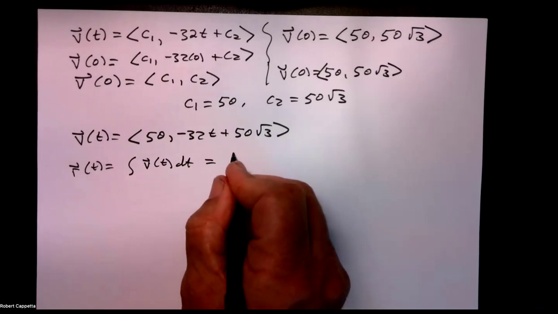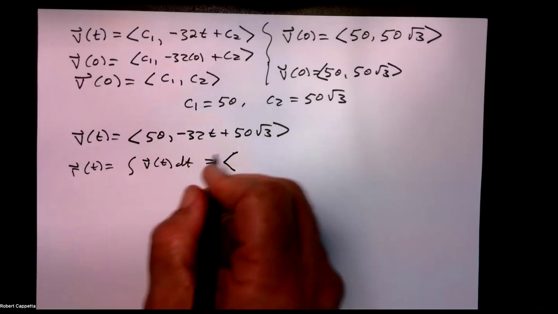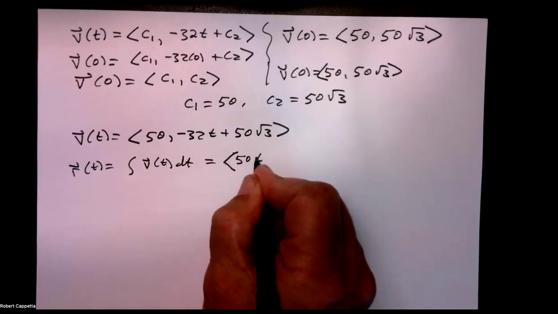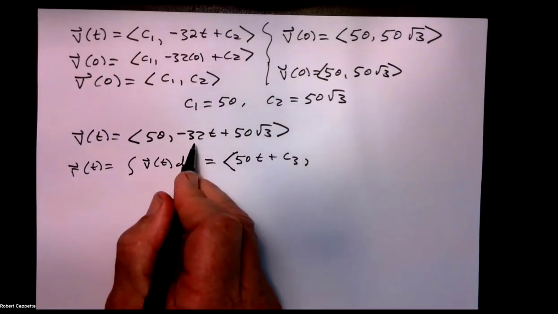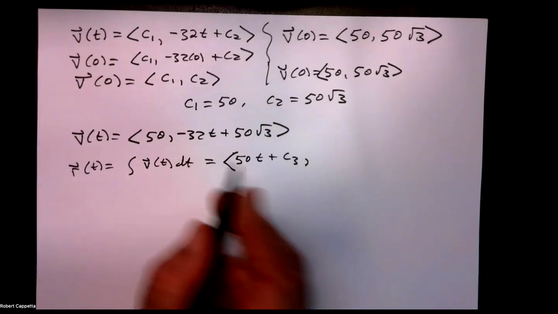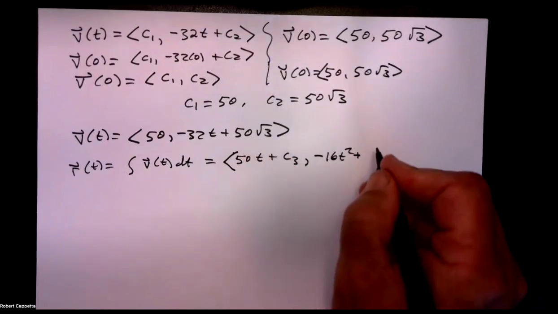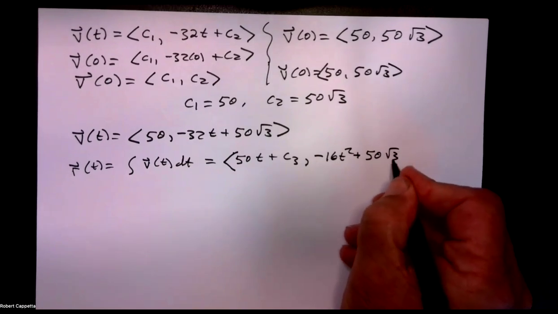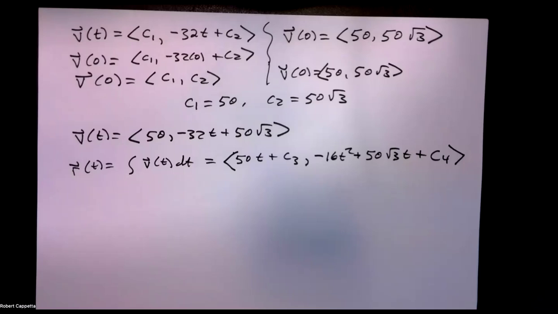So what would that be? The integral of 50 would be 50t plus another constant, which I'm going to call C3. The integral of negative 32t would be negative 16t squared plus 50 root 3t plus another constant I will call C4. Great. Now where do we go from this?